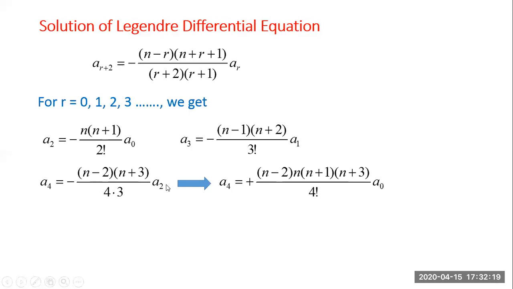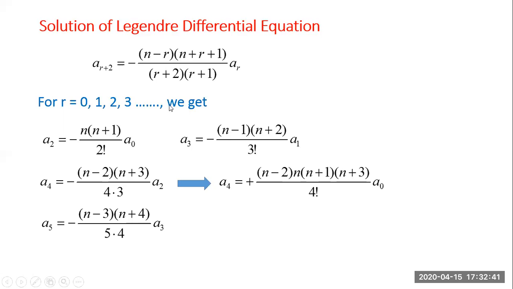By substituting a2 equal to minus n into n plus 1 by 2 factorial, we get plus. The numerator n minus 2, n plus 3, n and n plus 1. So I arrange them in the ascending order, n minus 2, n plus 1, n plus 3. Denominator 4 into 3 into 2 factorial is 4 factorial into a naught.